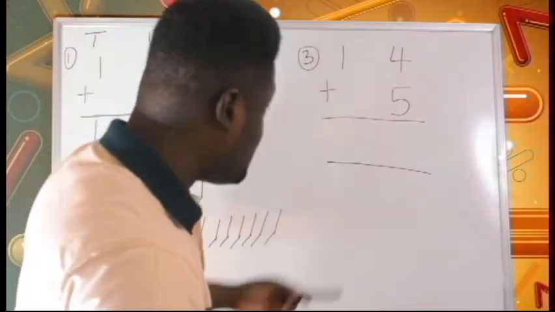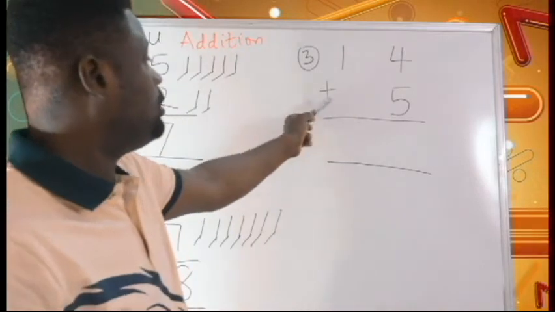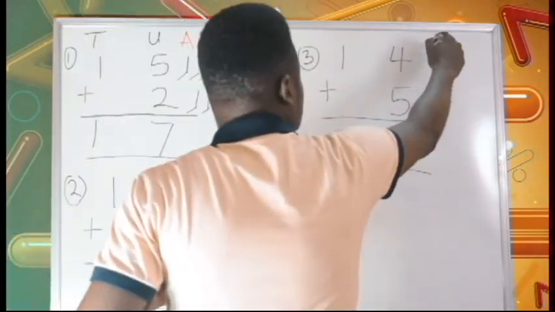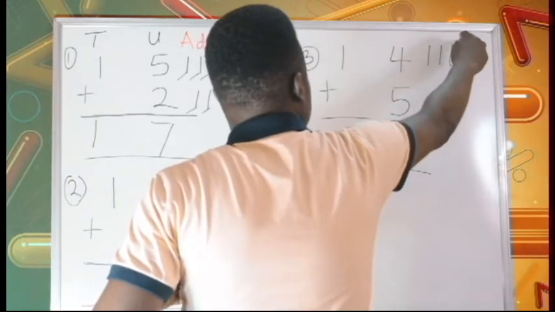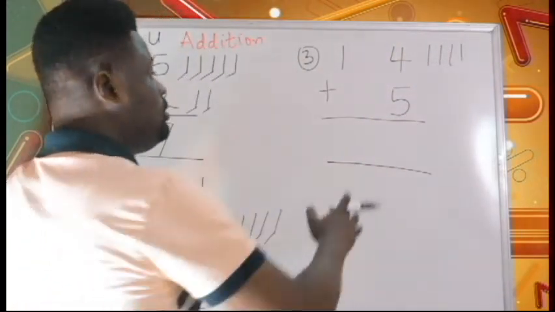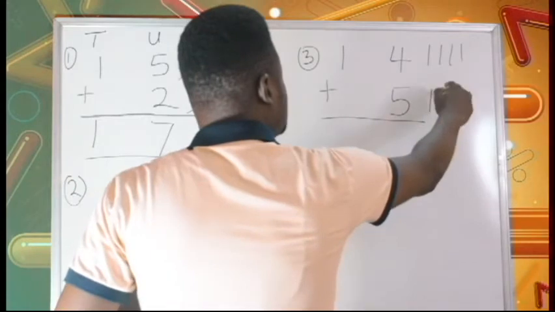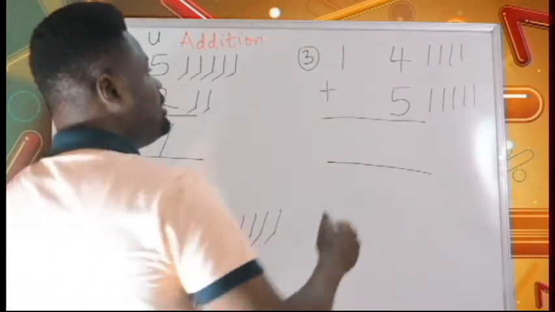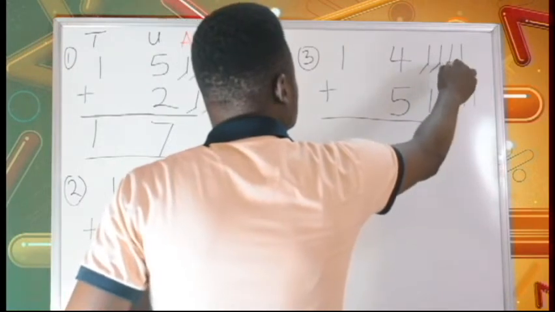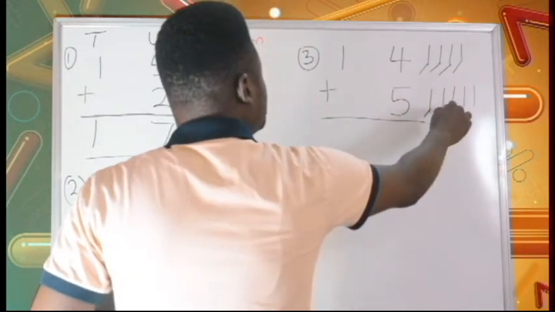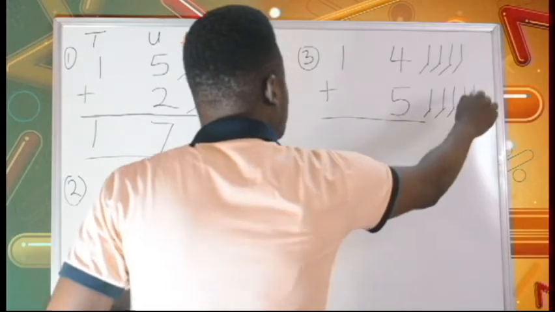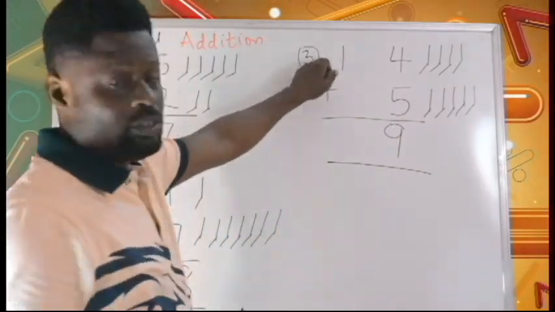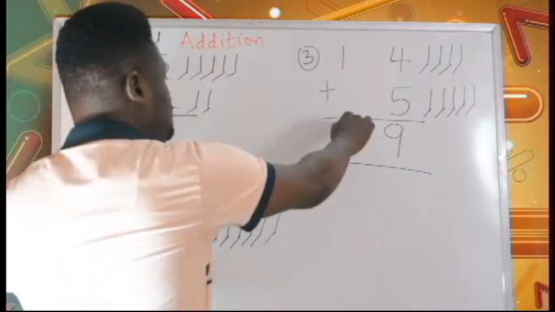Then the same thing here. 4 units plus 5 units. So you count your 4 units. 1, 2, 3, 4. Then we count your 5 units. 1, 2, 3, 4, 5. Then count together. 1, 2, 3, 4, 5, 6, 7, 8, 9. Then write your 9. Then your 1, there's no need to count your 1. You just bring it down.